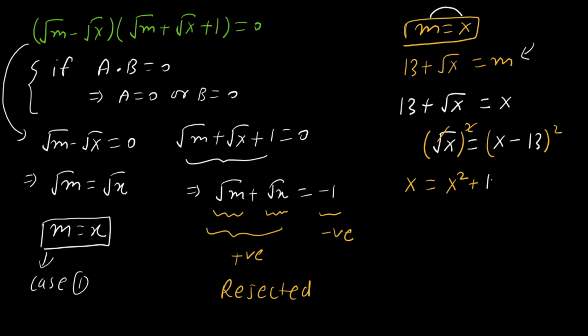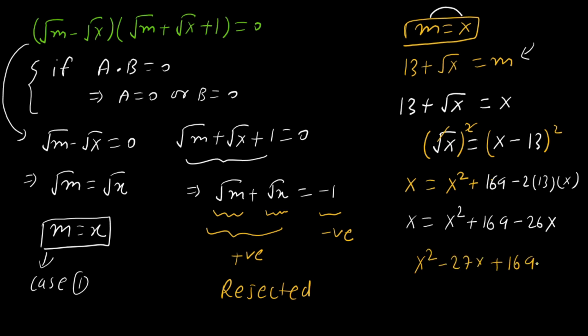169 minus 2 times 13 times x. Then x is equal to x square plus 169 minus 26 times x. Now if we take all the expression on the same side, then x square minus 27x plus 169 is equal to 0. This is a quadratic equation, x square minus 27 times x plus 169 is equal to 0. Here we will apply the quadratic formula and then find out the value of x.